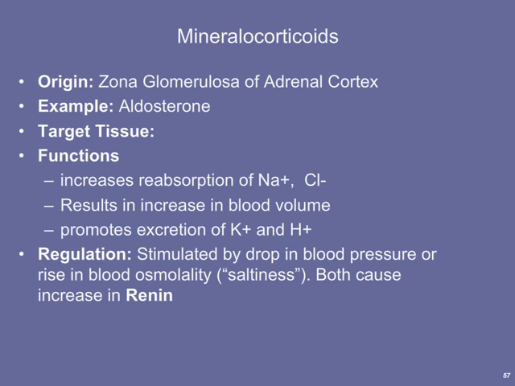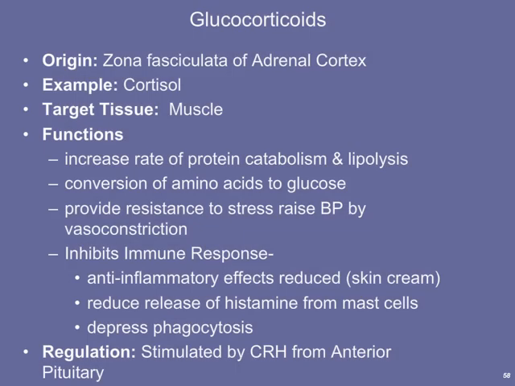The production of aldosterone is stimulated by either a drop in blood pressure or a rise in blood saltiness, otherwise known as osmolality. We will learn more about the negative feedback mechanism governing aldosterone release when we get to the urinary system. The next group of hormones are the glucocorticoids, and these are produced by the zona fasciculata of the adrenal cortex. Think about what the name glucocorticoid means. Corticoid meaning coming from the cortex, and gluco meaning sugar. As the name implies, glucocorticoids, like cortisol, help to regulate blood sugar.